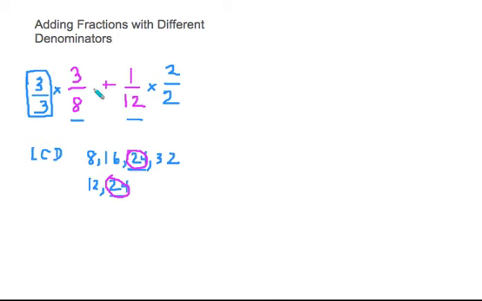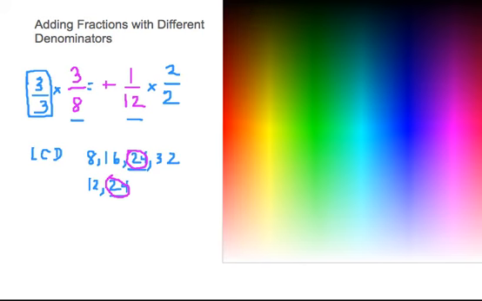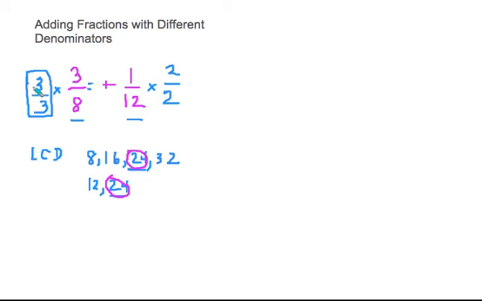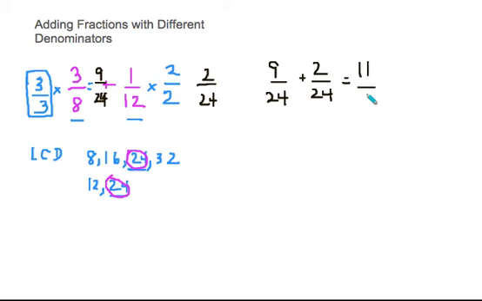And so now you can go through and get your new fraction. So 3 times 3, this would be 9. 3 times 8 will give you 24. And then 1 times 2 is 2. And then 12 times 2 is 24. So what we really have is 9/24 plus 2/24, which equals 11/24. And that would be your final answer.